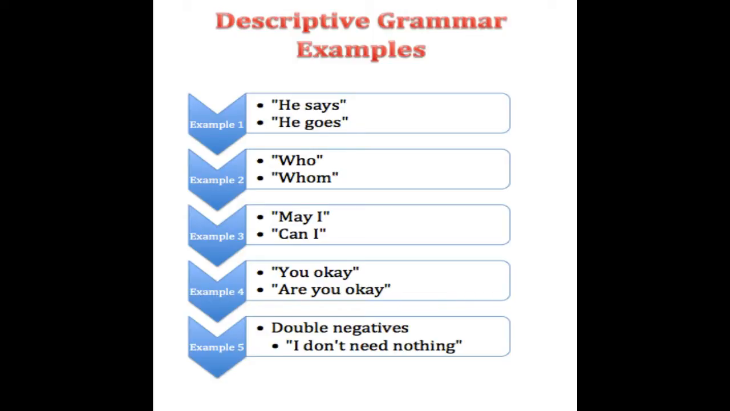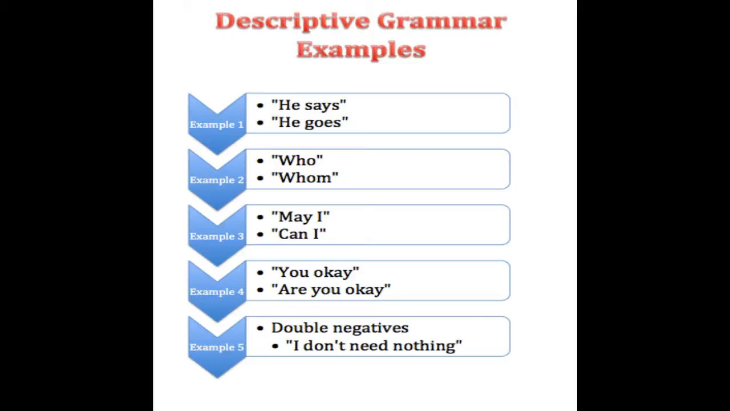This is the perfect example of descriptive grammar. It is not the correct way to say something, but it is how we communicate with each other. Example 4, you okay and are you okay? This is one that I hear a lot and find myself saying a lot. People leave off the word are when asking if someone is okay, and that is not actually grammatically correct, but it is again how we communicate with each other, and that is descriptive grammar.